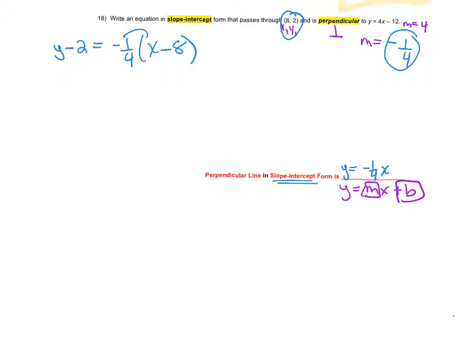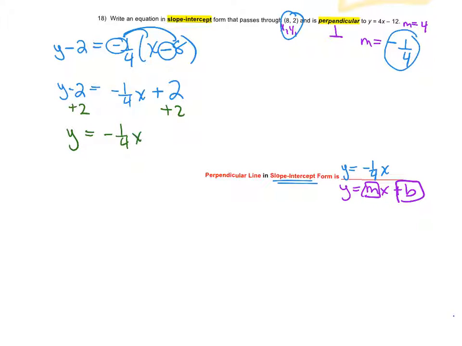So you need to distribute, and you get y minus 2 is equal to negative 1/4 x. A negative times a negative is a positive, and 1/4 of 8 is 2. But I'm not done yet, because I have to add 2 to both sides. y equals negative 1/4 x plus 4. That is the equation of the line that's perpendicular to y equals 4x minus 12 and goes through 8, 2.